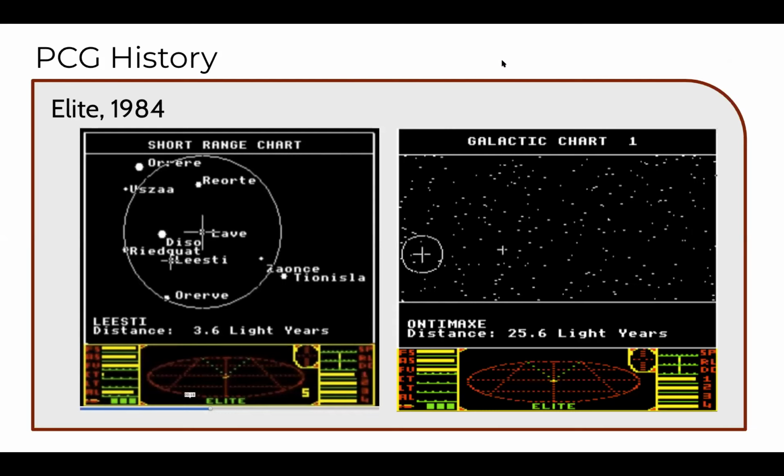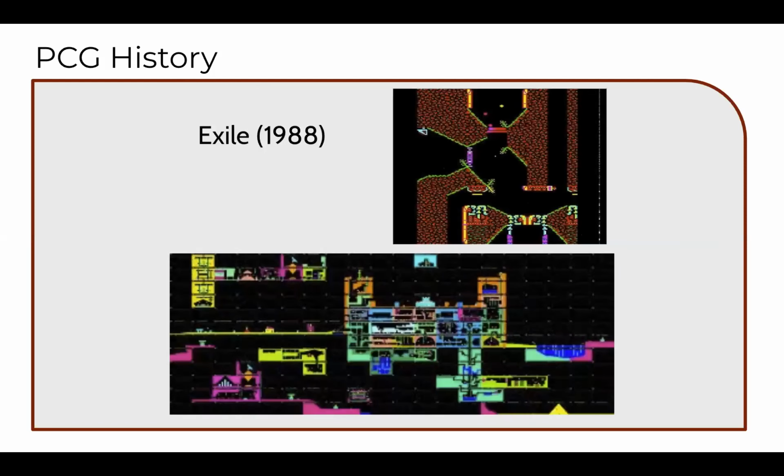PCG has been around for a long time, depending on how you count, much longer even than it would appear in its strictly digital form. But in digital games, you can trace a lot of these techniques back to arcade games and PC games from the 80s, such as Elite, which was a space exploration game that had generated galaxies and planets. And all the star fields and everything that you're flying through has generated star placement.